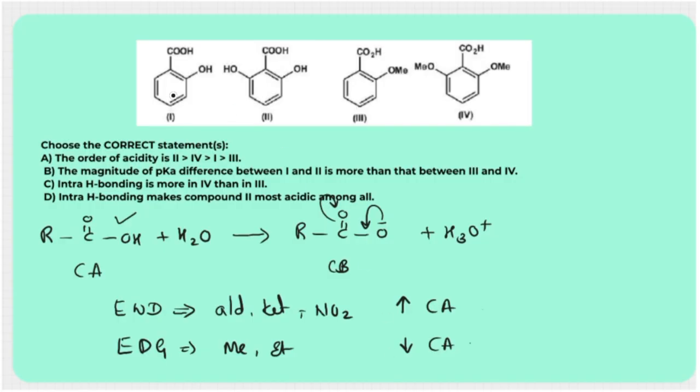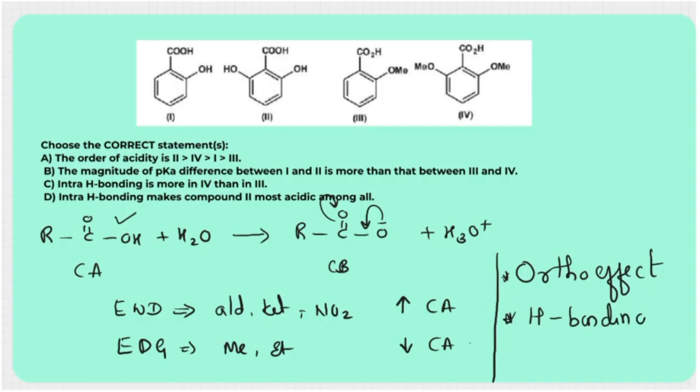Then what about the aromatic carboxylic acids? For benzoic acid, which is aromatic in nature, we have two extra factors which will influence the acidic strength. What are those? The first one is called the ortho effect. This is very important, so let's discuss that in detail. And the second reason is hydrogen bonding. What exactly are these? Let's take examples and discuss.